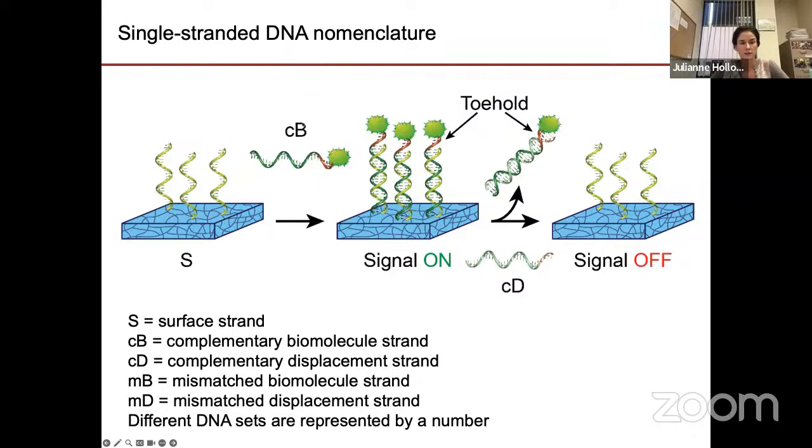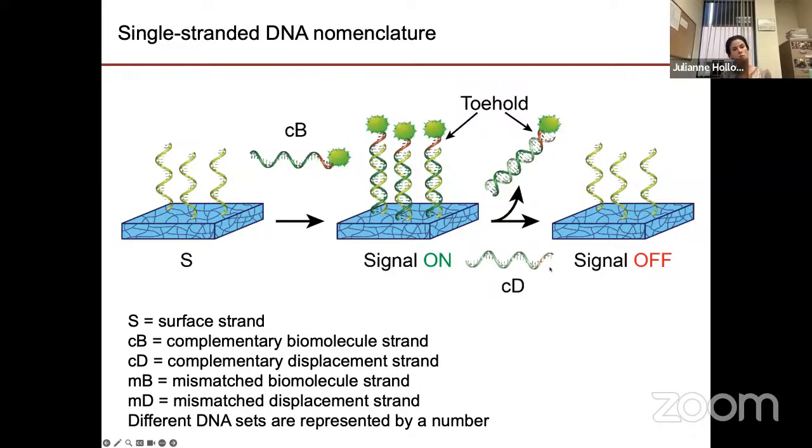And then we add the biomolecule strand. This is the complementary one, called CB. And then this attaches onto the surface. The signal is on. And then we can remove the signal with the displacement strand. Again, if it's complementary, it'll have a C, and then that strand will be washed away. And then the surface strand is regenerated and the signal is off.